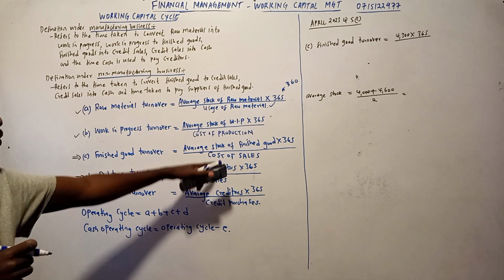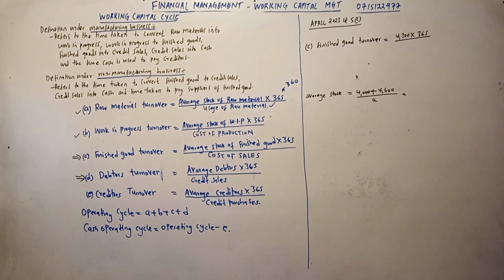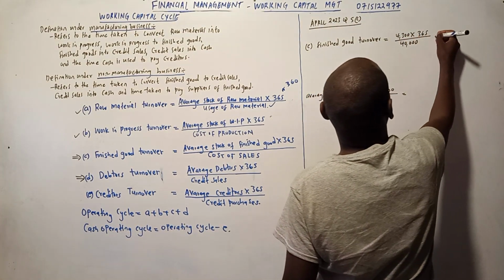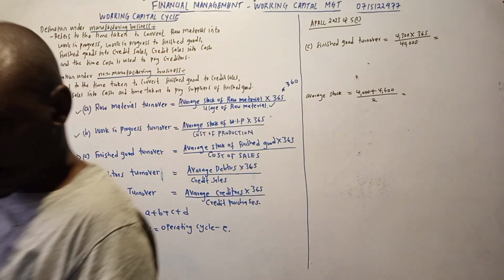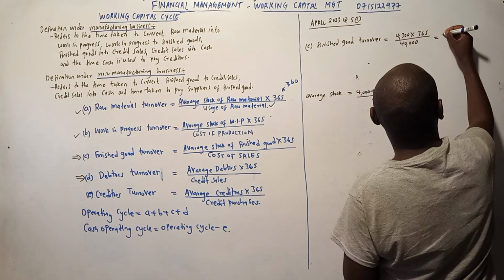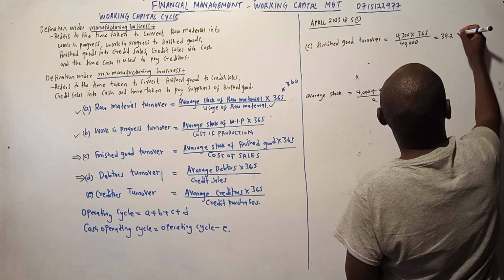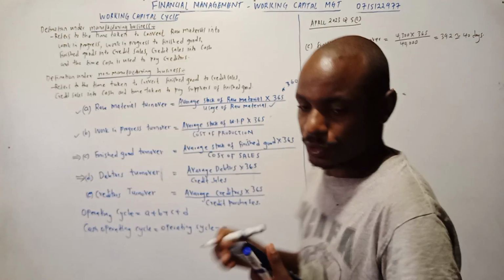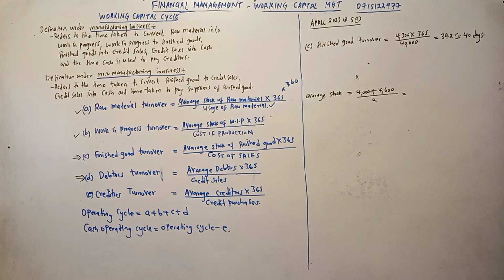we divide it with cost of sales. Now cost of sales is down here, 40,000. So 4,300 times 365 divided by 40,000. This is 39.2 days, which is approximately 40 days. We cannot have a half day.